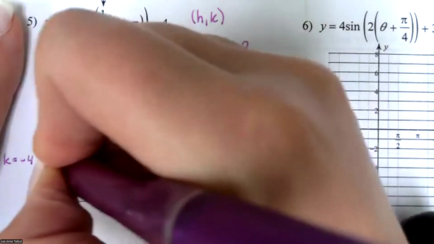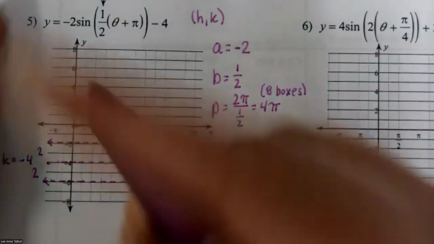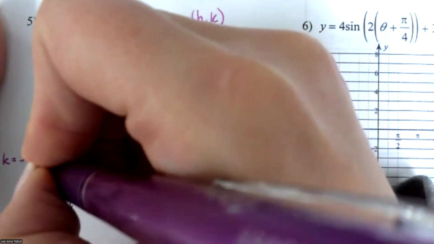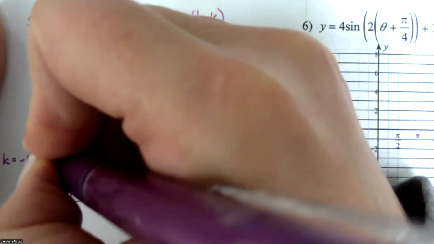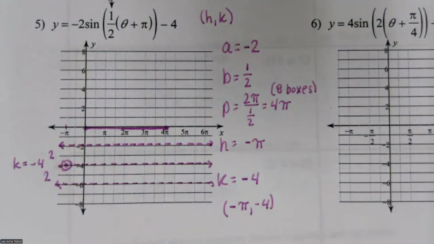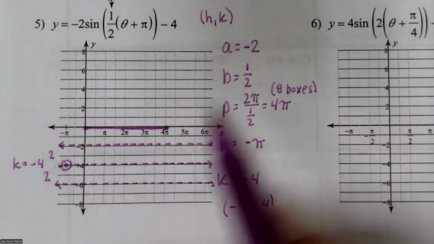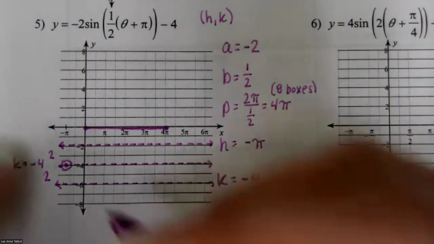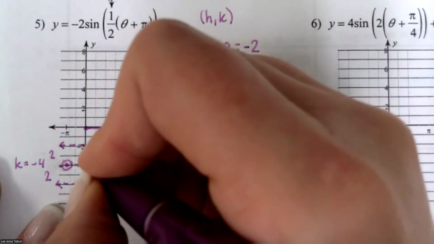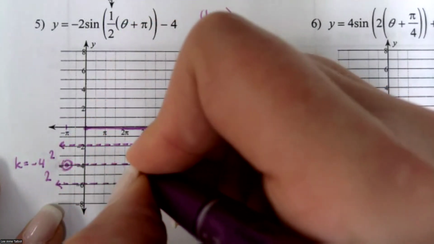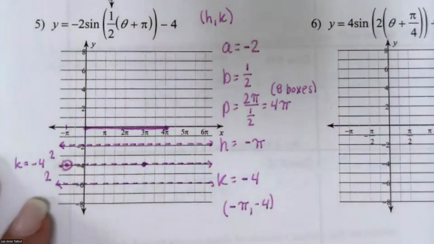I actually put that in the wrong spot, I think. Negative pi, -4. You see where the negative pi, -4 went, right? Okay, now I'm going to use that little ruler I made up here. So I'm going to count 8 boxes. 1, 2, 3, 4, 5, 6, 7, 8.